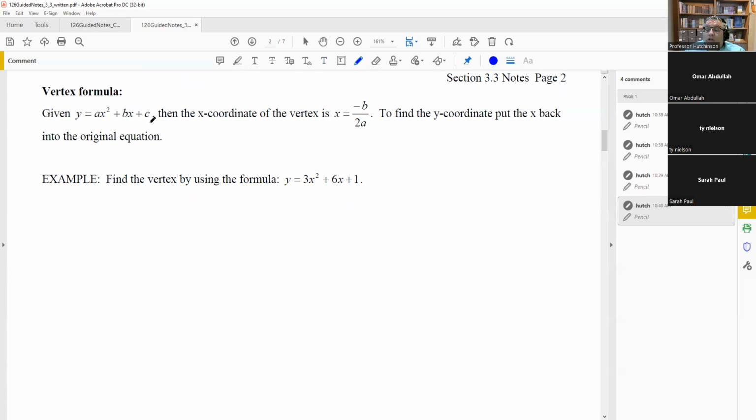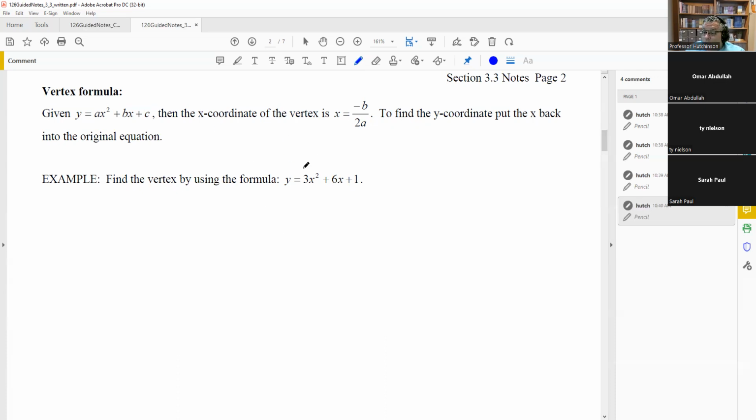If you have something that's written in this form, ax squared plus bx plus c, this formula will allow us to find the vertex. It's negative b over 2a, where the a, b, and c come from this formula there. If you want to find the y coordinate, we just put whatever x value we get back into the original equation to get the y value.